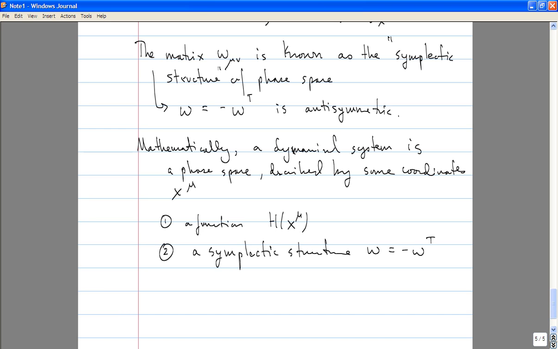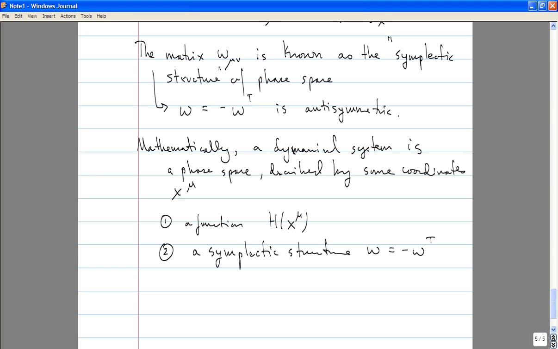Of course, in the description that I gave above, the symplectic structure was this very simple 2n by 2n matrix, 0, 1, minus 1, 0. But as we will see later in this course, there are other ways of formulating Hamiltonian mechanics where the symplectic structure is more complicated, although we won't use the word symplectic structure. And so generally, to a mathematician, a dynamical system is a phase space with a function and a symplectic structure.